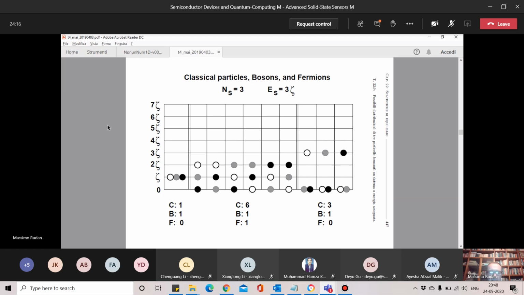And we must consider all the possible ways to place the particles into the available energy states in order to fulfill the constraint on energy, that the total energy must be 3 times Z. Obviously, we must consider the case in which the particles can be placed all together in the same energy state Z. This is the situation that you can see in the first column on the left. All particles are placed at energy Z.